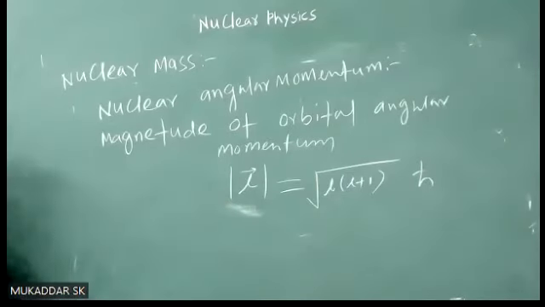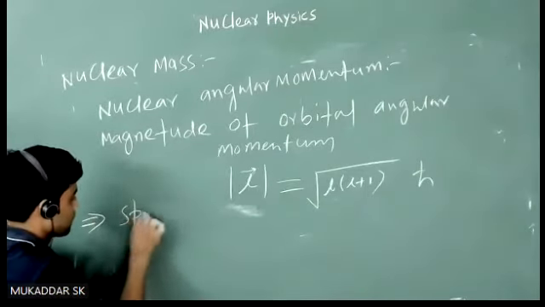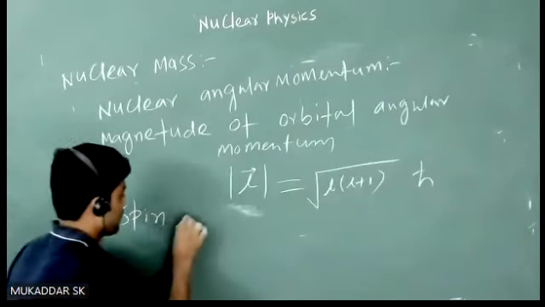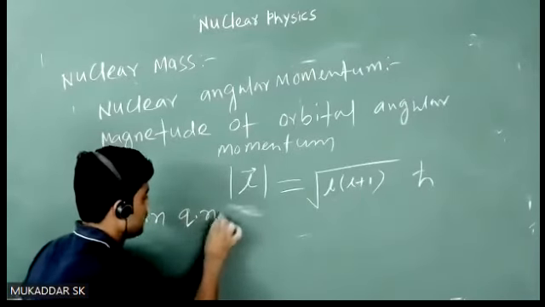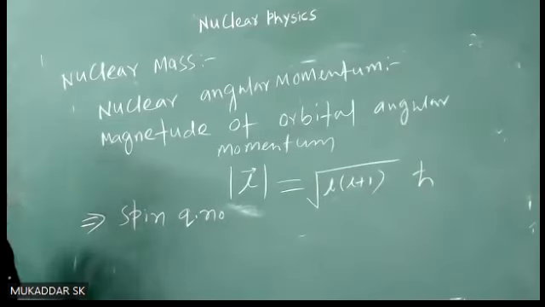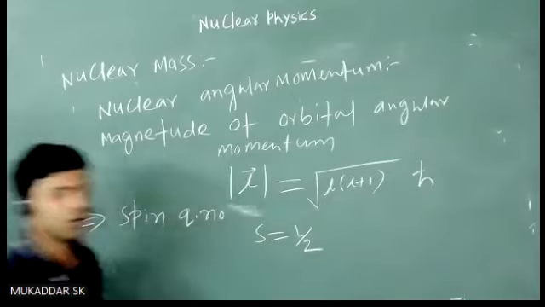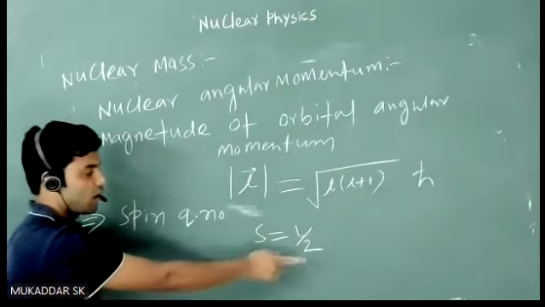Yes. Similarly, spin of each nucleon is how much? Or spin quantum number of each nucleon is how much? Half. Spin quantum number. Let us write the notation. Spin quantum number, and you know that is how much? Simply half. So for each nucleon, the spin quantum number is half.